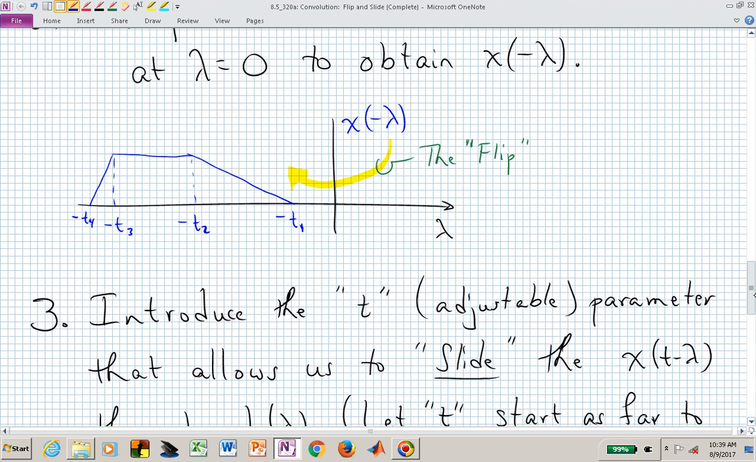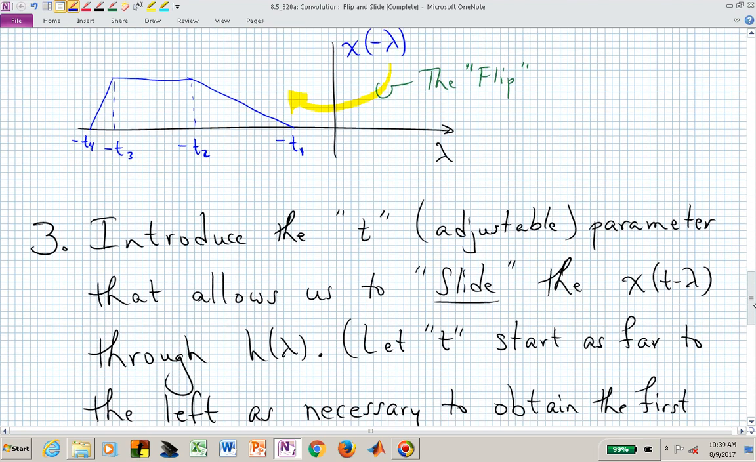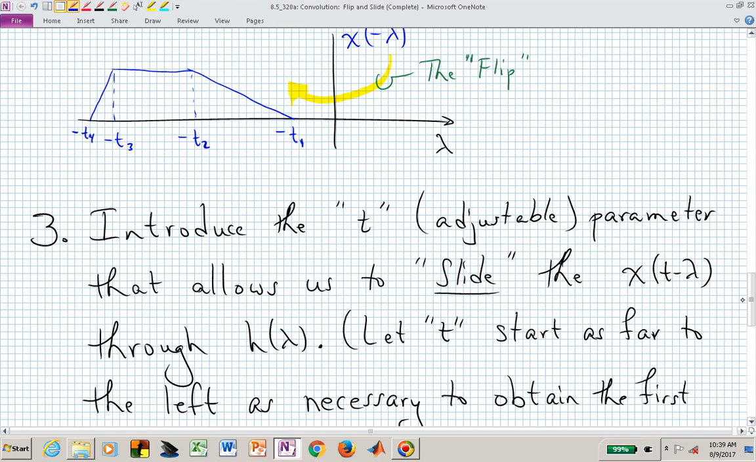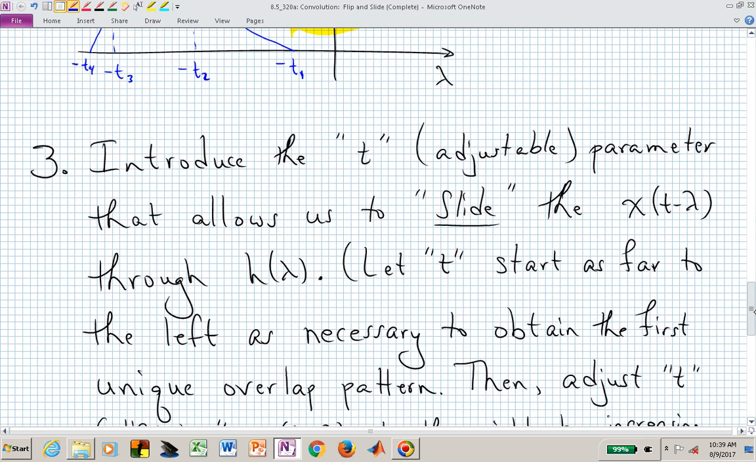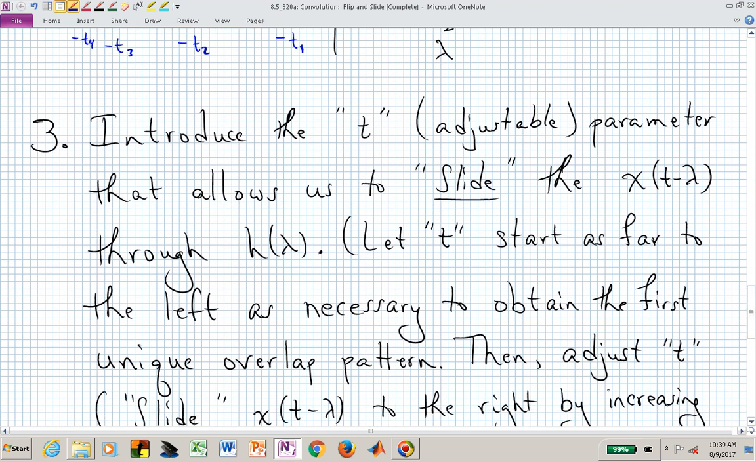And then we have that different slope down from the constant down to 0 from minus t sub 3 to minus t sub 4. Finally, then, we introduce the t parameter, which is an adjustable parameter, and that's the one that's going to allow us to slide this functional form, x of t minus lambda, through h of lambda when we're performing the convolution process.